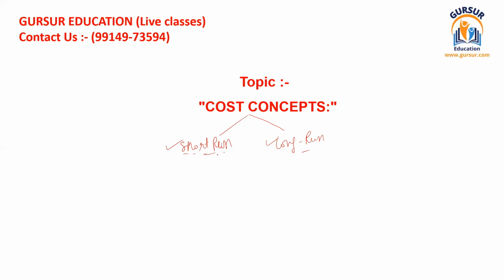In case of a short run, only few inputs are variable, other inputs are fixed. So this is why there are two kinds of costs. In case of a long run, all the inputs are in variable form, so that you can change these in any way. So these affect the costs as well.